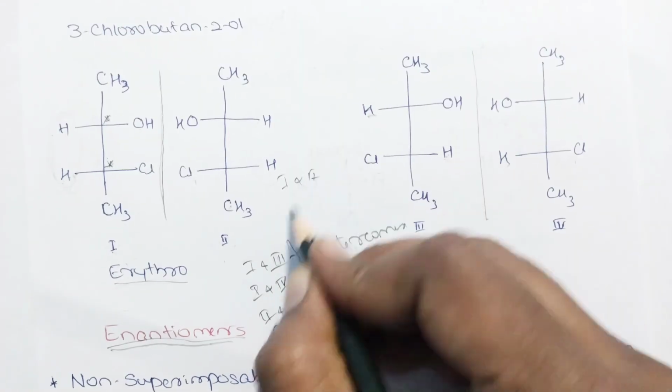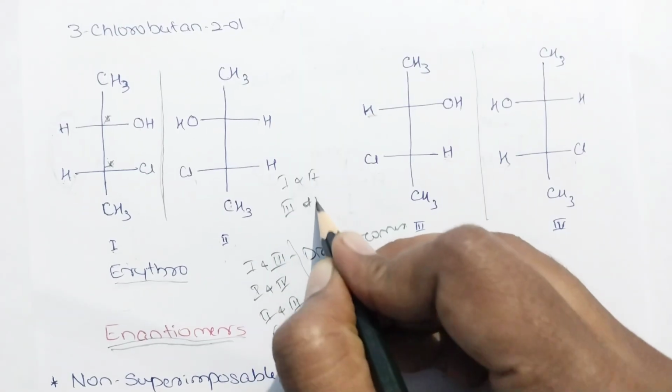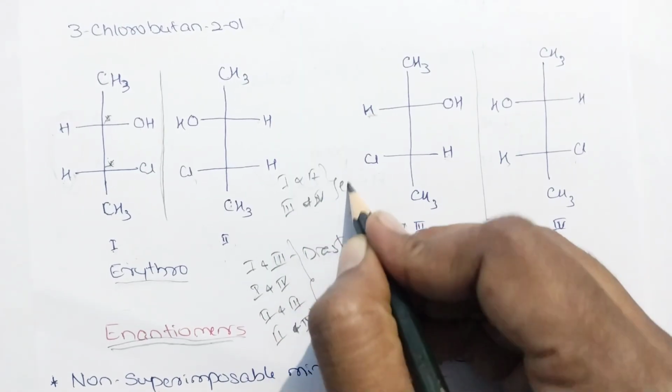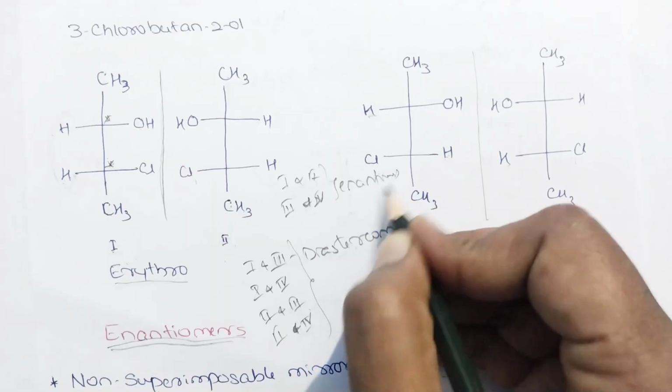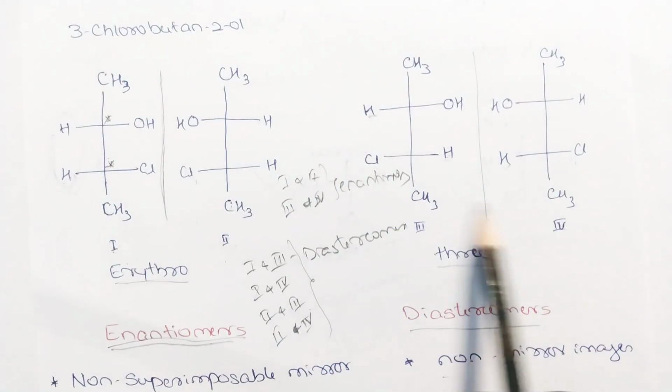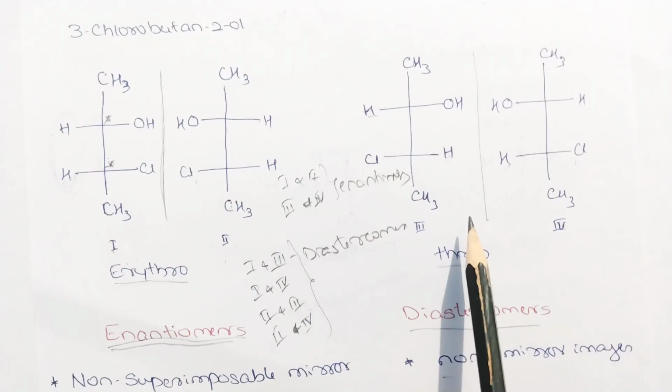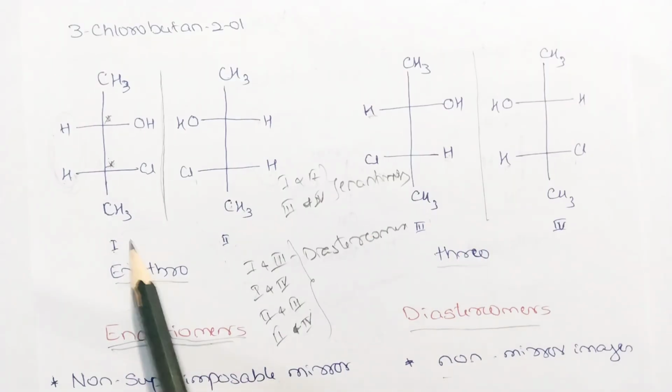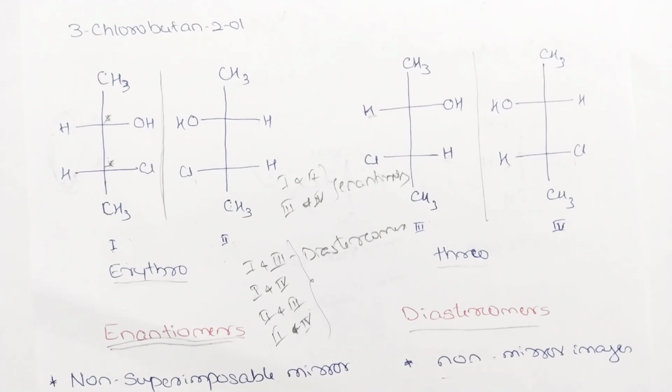1 and 2, 3 and 4 are enantiomers, because these are non-superimposable mirror images. 1 3, 1 4, 2 3, 2 4 are non-mirror images. Hence these are diastereomers. This is about enantiomers and diastereomers.